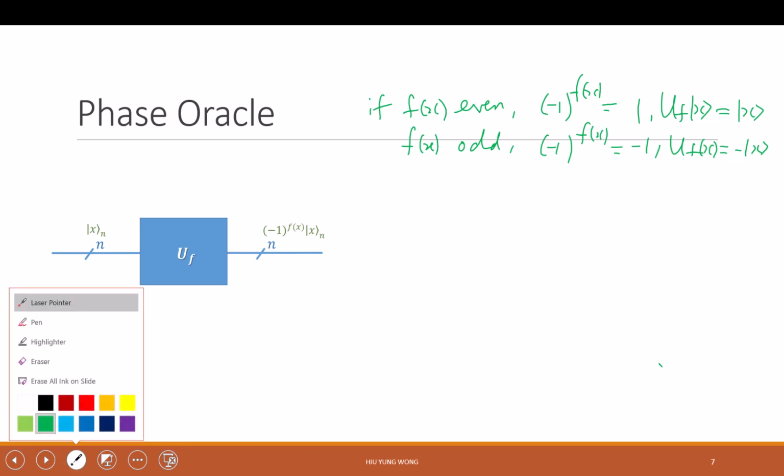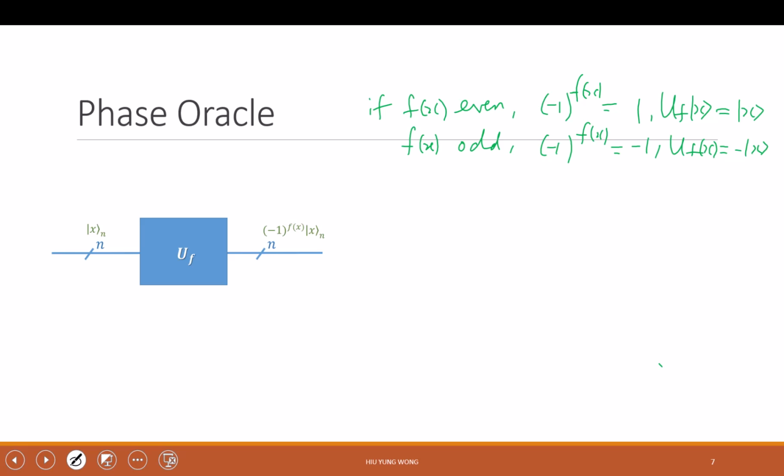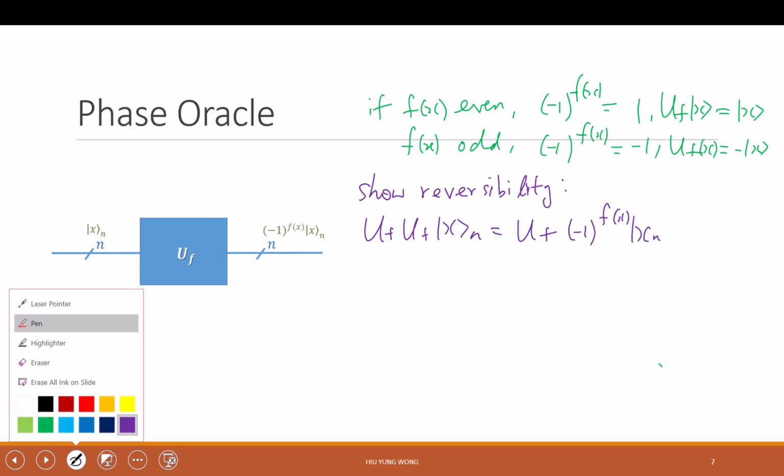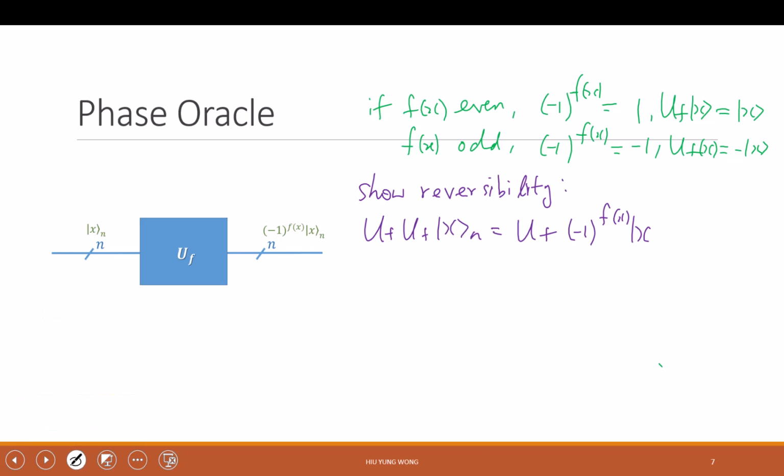So my goal is to again show why this is a good oracle, or why this is a good quantum gate. Because I'm going to show reversibility, which is very easy. So again, I use the same method. I apply U_f 2 times to x. In the first time, what do I get? -1 to the power f of x times x, right? That is the definition of this phase oracle. Is that okay?